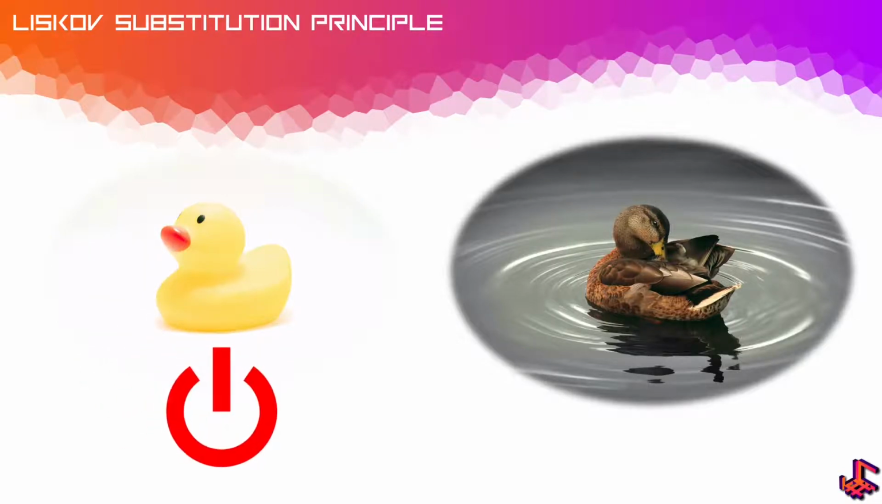I know what you're thinking. In the call, just check if it's a toy duck or a real duck and then turn it on if needed. But that breaks the open-closed principle because you'd need to do that everywhere that you ask a duck to swim, real or not, and that doesn't make for a stable program.